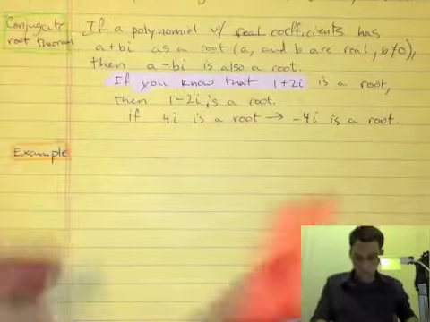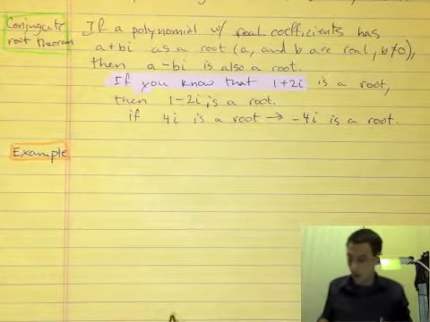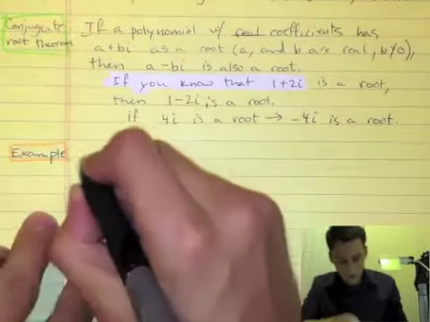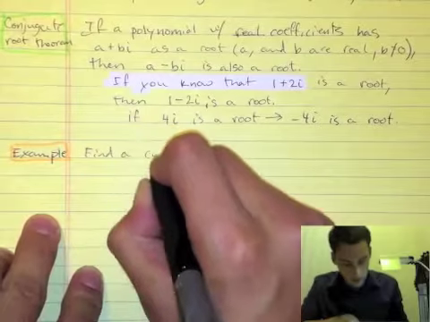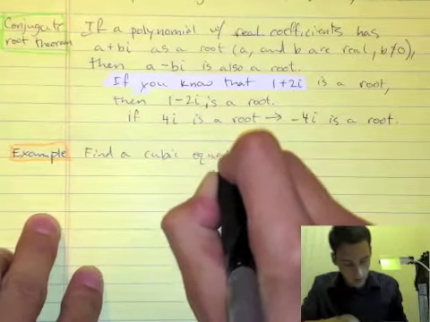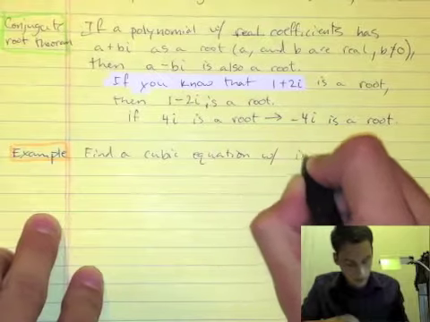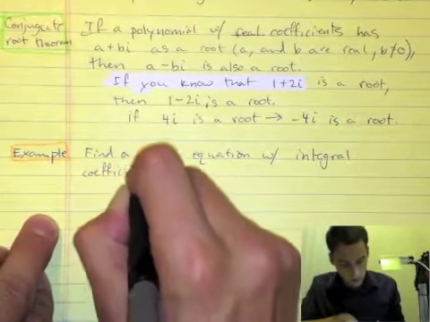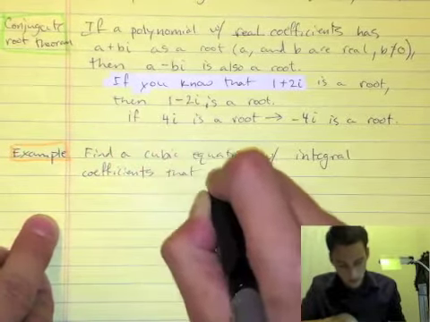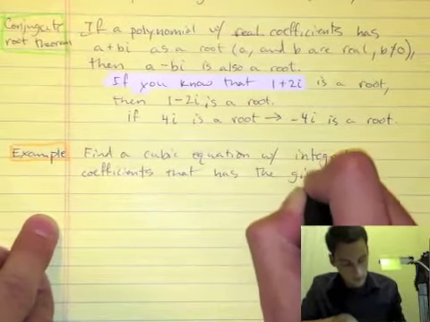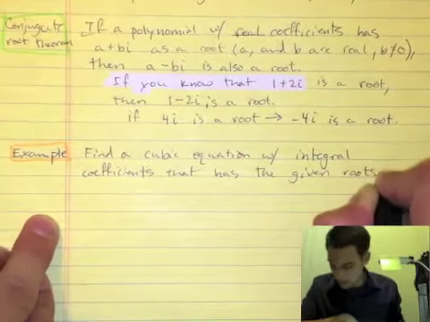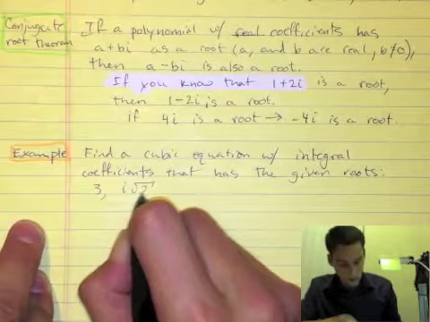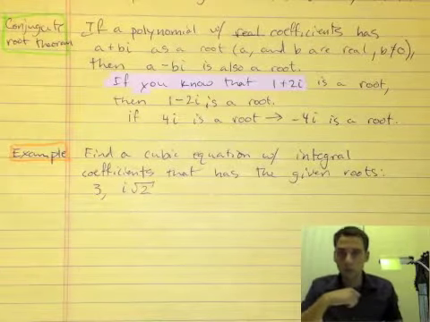Example. The instructions for this are: find a cubic equation, so it has to have an equal sign, a cubic equation with integral coefficients that has the given roots. And those roots will be 3 and i times the square root of 2.